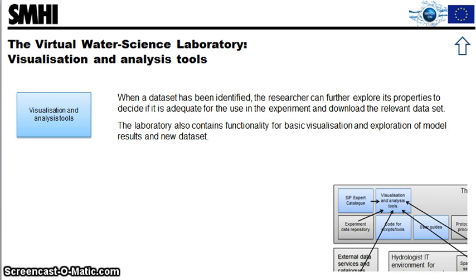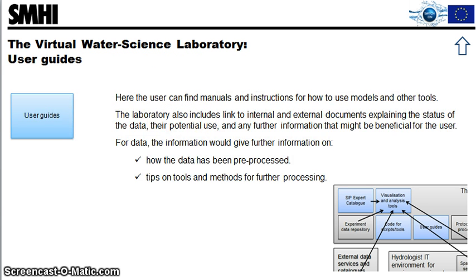When a dataset has been identified, the researcher can further explore its properties to decide if it's adequate for use in the experiment and download the relevant dataset. The laboratory can also contain functionality for basic visualization and exploration of model results and new datasets. To further aid the user to explore the data, the Virtual Water Science Laboratory contains an area for storing manuals and instructions about data, models, and other tools.